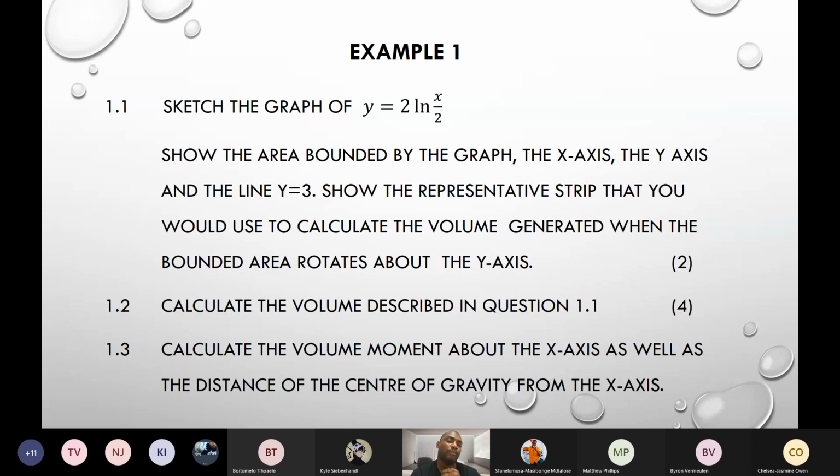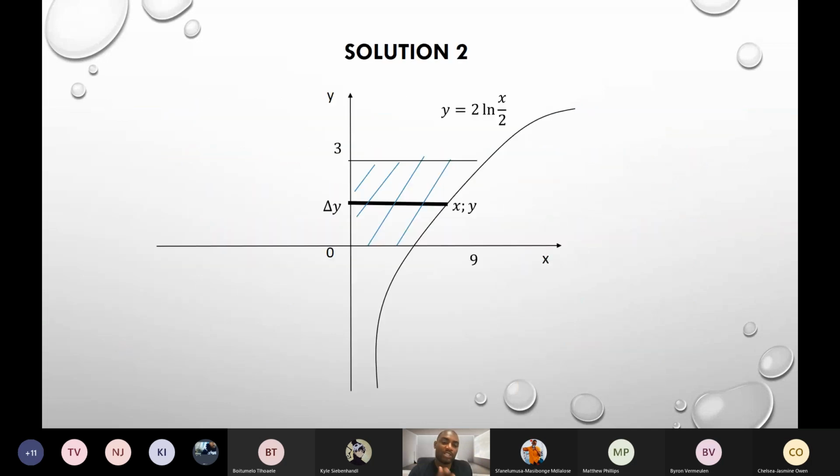By this time, N6, you should really be good at graphs. Basically, graphs start from, I think, as far back as N3, N4. No, so everyone would have started at N4 at least. You'd have done graphs. So let's look at this. We sketch the graph y equals 2 ln x over 2.